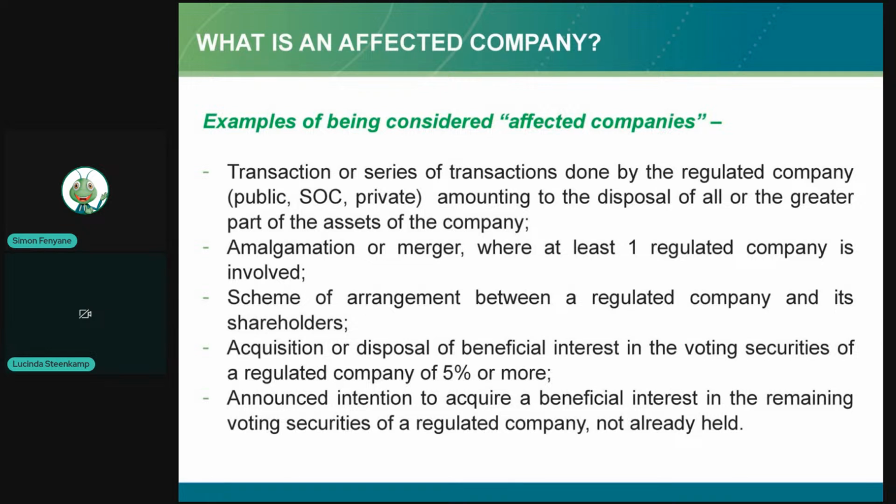So examples of being considered affected companies is where the affected transactions come in terms of section 117 that is listed in the Act. Transaction or a series of transactions done by the regulated company, a public company, state-owned company, or private in terms of the definition that it was provided earlier, amounting to the disposal of all or the greater part of the assets of the company, where you have an amalgamation or merger where at least one regulated company or affected company is involved, a scheme of arrangement between a regulated company and its shareholders, the acquisition of or the disposal of beneficial interest in the voting securities of a regulated company where it's more than 5%. Remember, we work on the 5% threshold, where it announced the intention to acquire a beneficial interest in the remaining voting securities of a regulated company that's not already held.